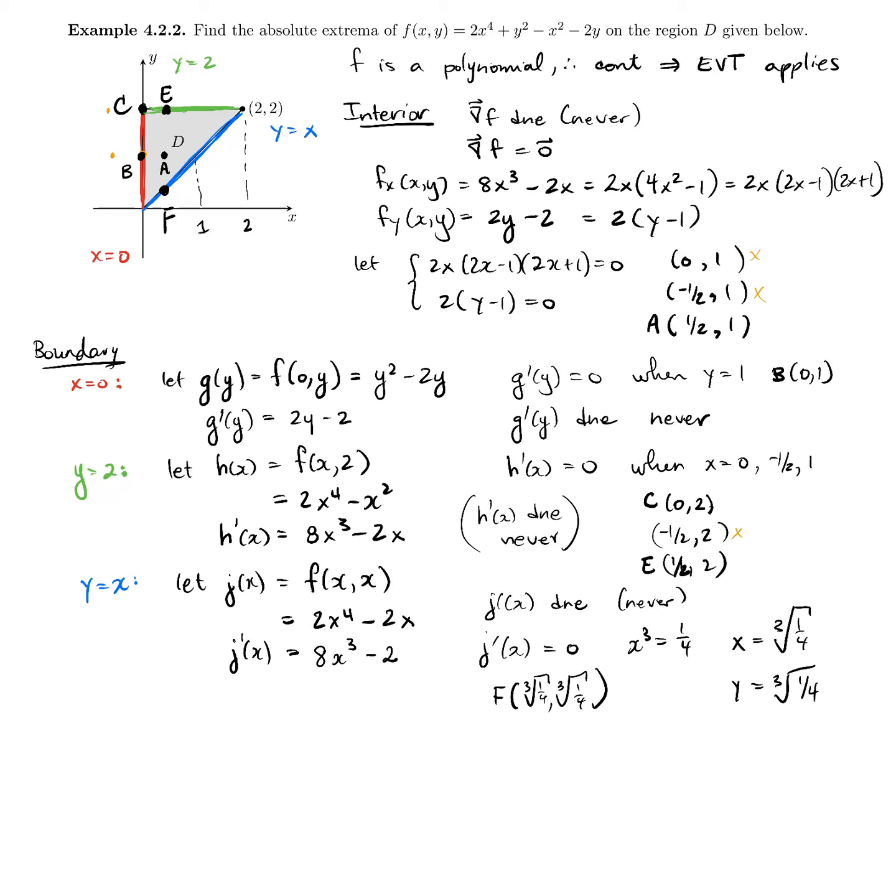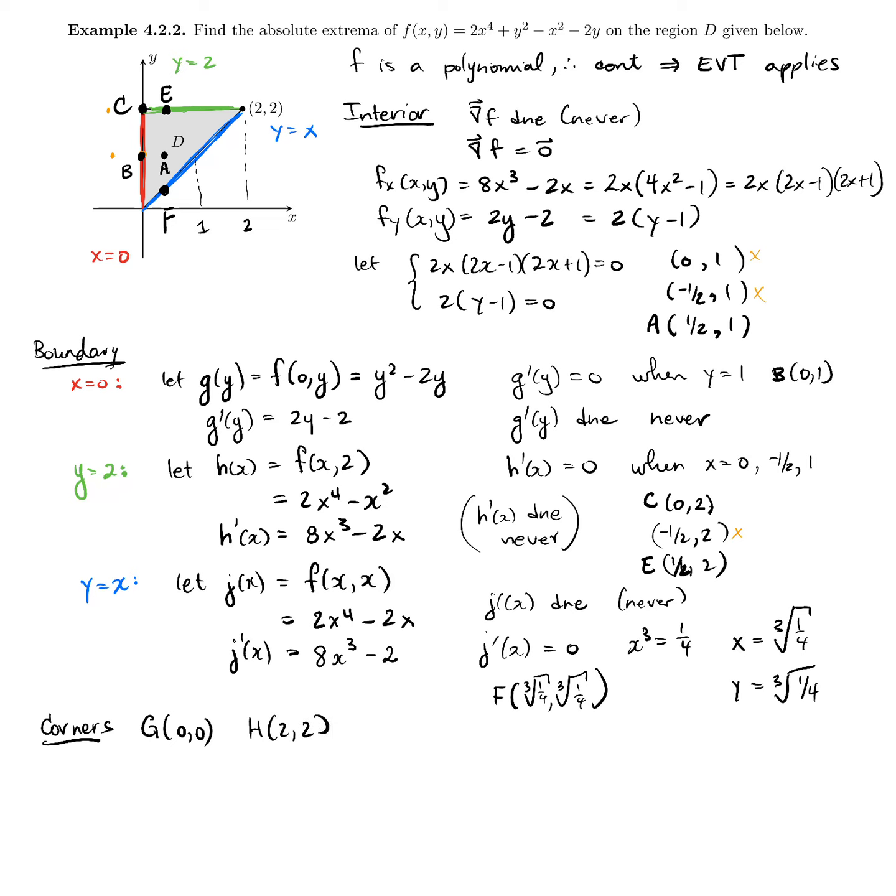The last thing that we have to do is also to collect our corners or vertices. So we've got 3 corners to our region. One of them has already shown up on the boundary. The other 2 are missing. So let's add G, which is the origin, and H, which is the point (2, 2).